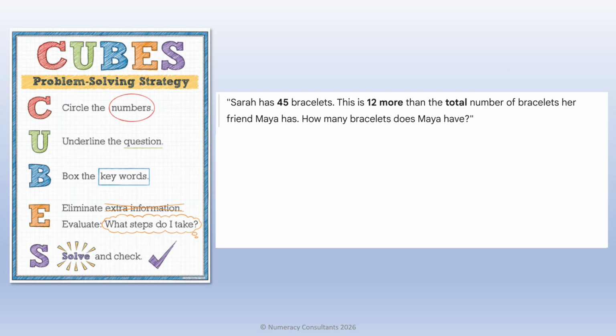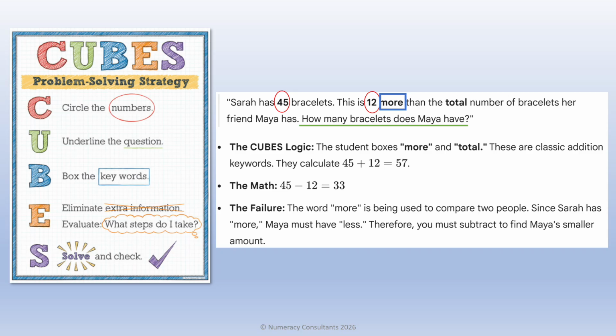And so if we go through and we circle the numbers, right? And we go through and we underline the question. So we circled our numbers. How many bracelets does Maya have? And there's 12 more than the total number. We know that more tends to be a signaling word. So let's take a look if the cube's logic worked. The student boxes more in total. These are classic addition keywords, and they calculate 45 plus 12.